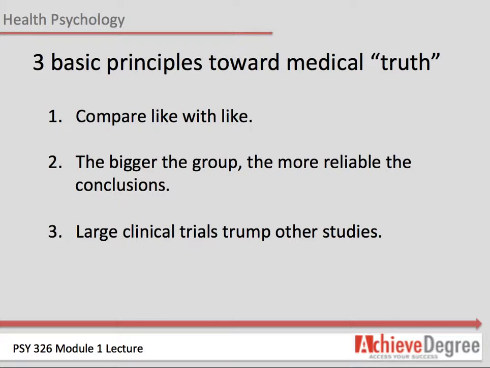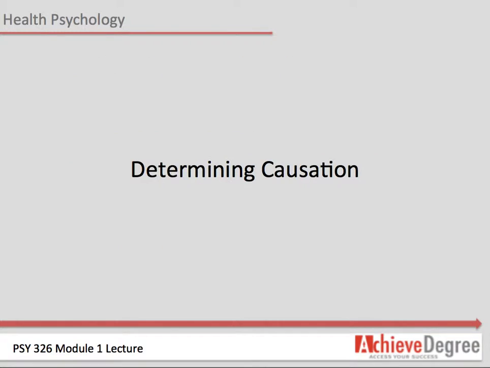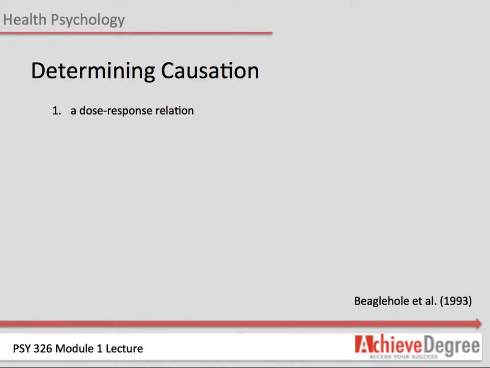Now let's consider how we determine causation. The risk factor approach. Although risk factors do not derive from experimental studies, they can determine the probability that a person will develop a particular disease. 7 conditions that allow for inferences of causality are as follows. A dose-response relation: a direct, consistent relation between an independent and dependent variable. Relation of heavy, moderate, light smoking to mortality.